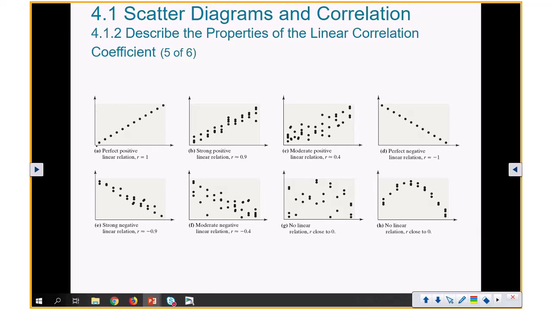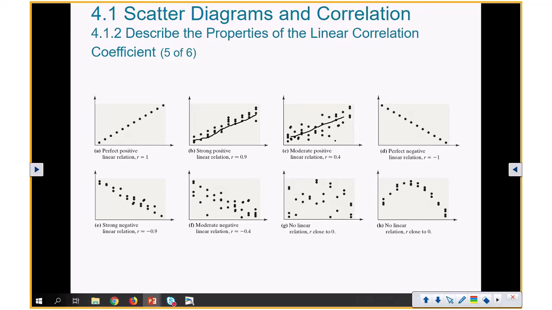Why? You connect the dots. Here, you would draw it like that. Here, you would draw it like that. And all three of those are positive correlations. This one is -1, I meant +1. This one is around 0.9.